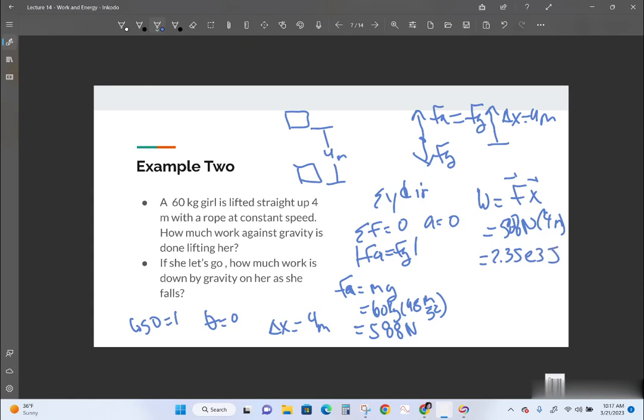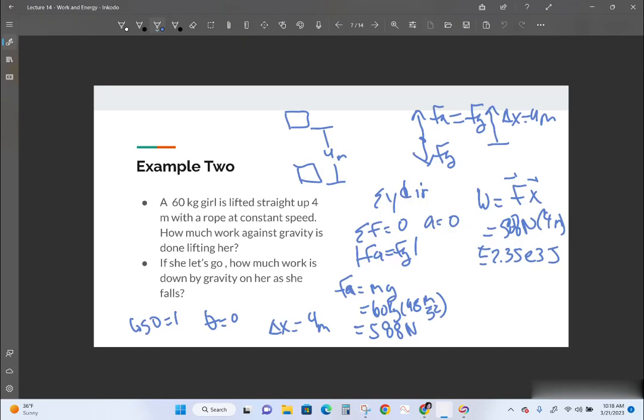So 2.35 kilojoules. Now, when you lift it, you're going to be giving it potential energy, right? You're going to be giving it potential energy. What if she falls down 4 meters? How does that change?